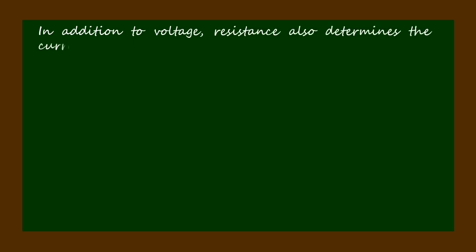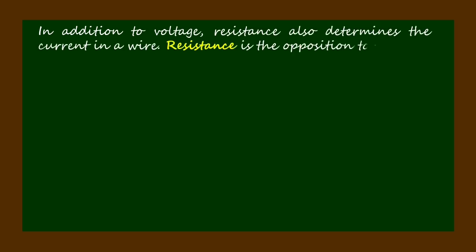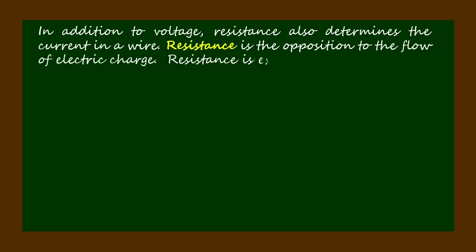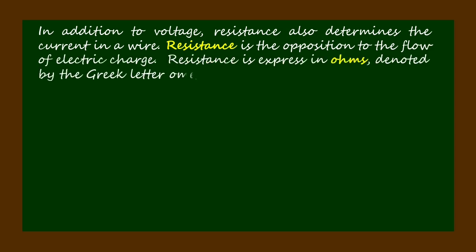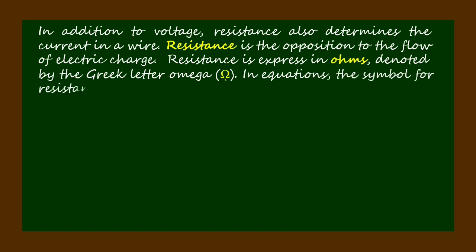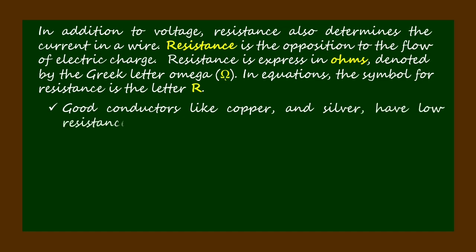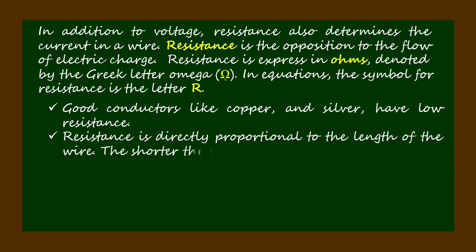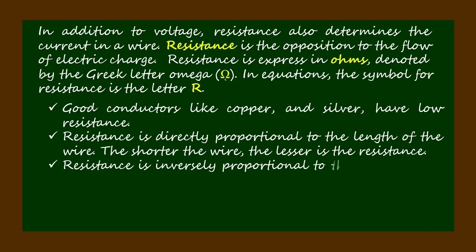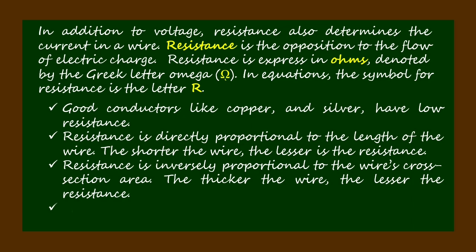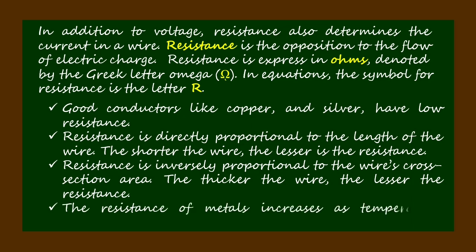In addition to voltage, resistance also determines the current in a wire. Resistance is the opposition to the flow of electric charge. Resistance is expressed in ohms, denoted by the Greek letter omega. In equations, the symbol for resistance is the letter R. Good conductors like copper and silver have low resistance. Resistance is directly proportional to the length of the wire. The shorter the wire, the lesser the resistance. Resistance is inversely proportional to the wire's cross-section area. The thicker the wire, the lesser the resistance. The resistance of metals increases as temperature increases.